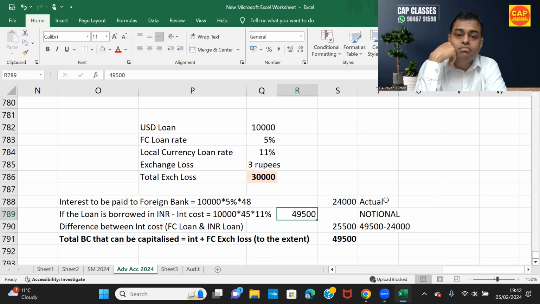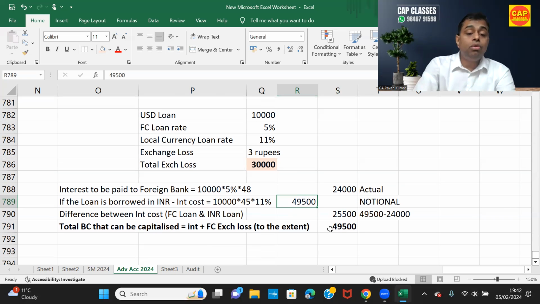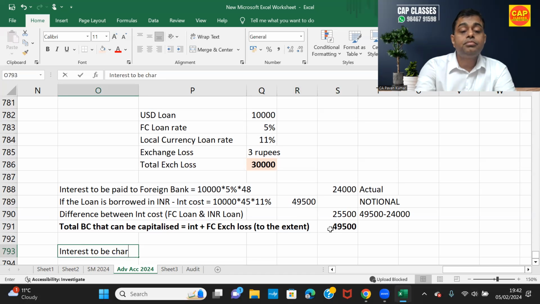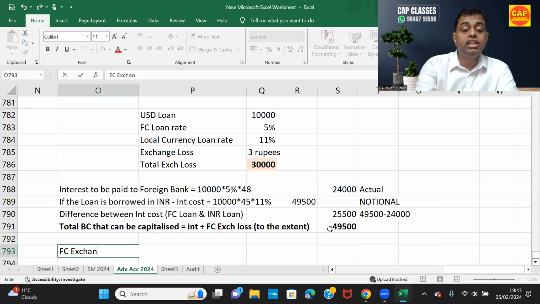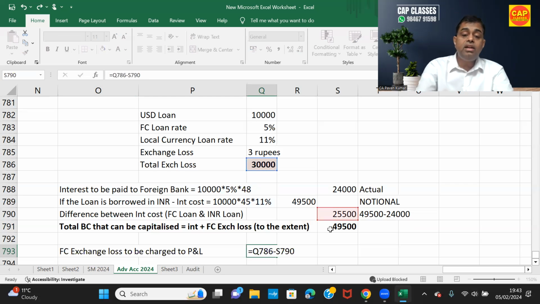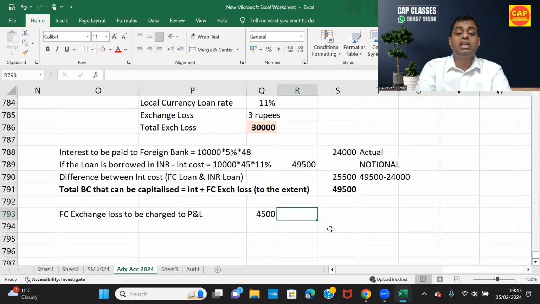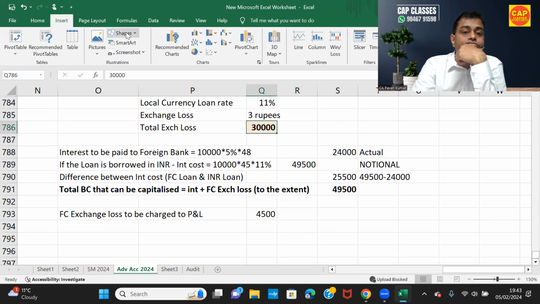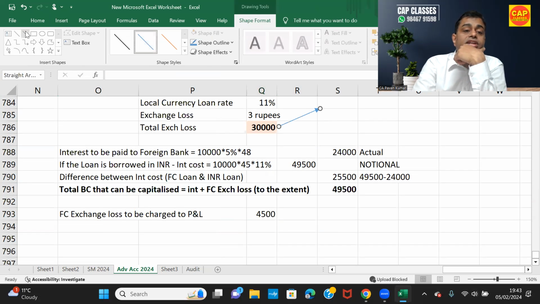Okay, sir. Make sense? So now, foreign currency exchange loss to be charged to P&L is equal to total incurred 30,000 minus the 25,500 capitalized. So 4,500 to be charged to P&L. So this 30,000 basically has two components. One component is capitalized to the extent of the difference in interest. Another component is over and above.